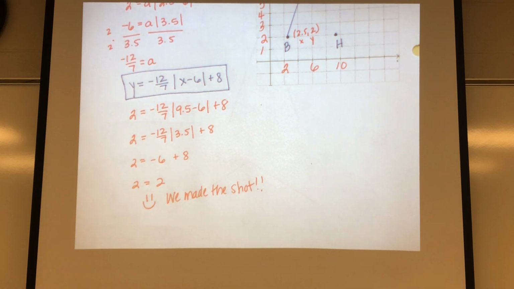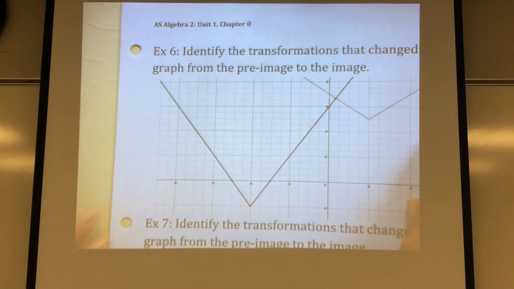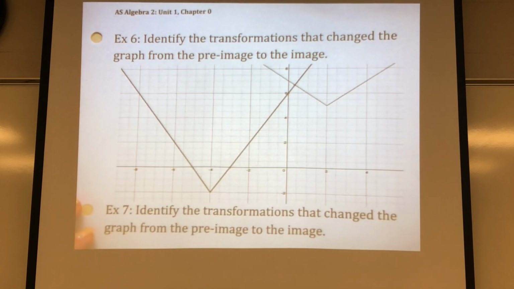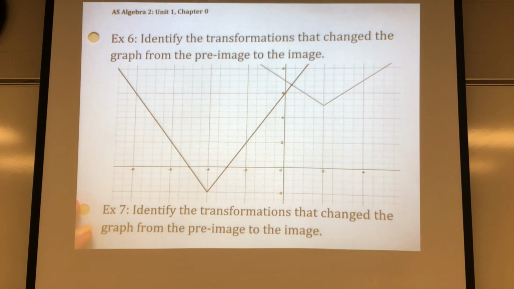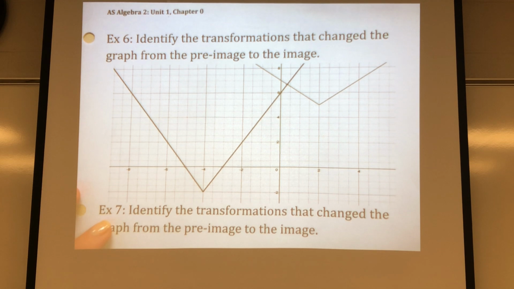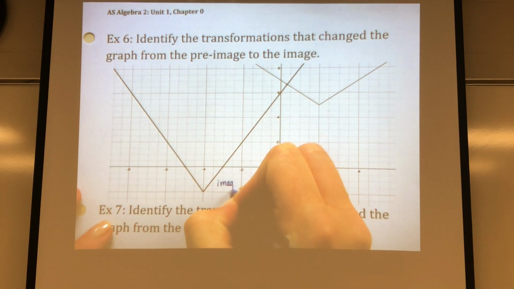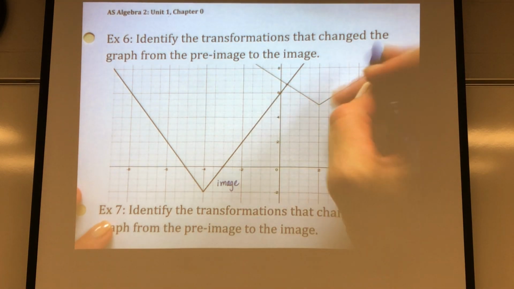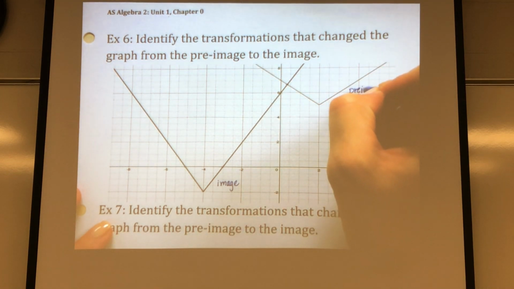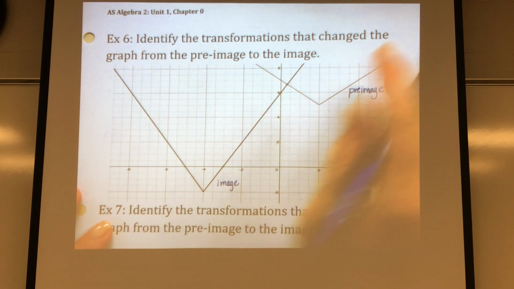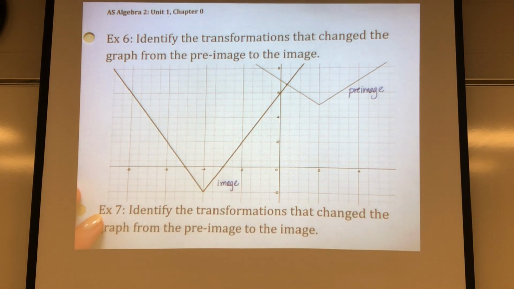All right, next up, we're going to take a look at transformations. We want to figure out how to transform an image to a pre-image. All right, so the labels look like they didn't quite get on here, so let me tell you first that this big V is the image of this little tiny one up here, which is the pre-image. So it started up here, and then it went down to here. So what we want to determine is any transformations that had happened.